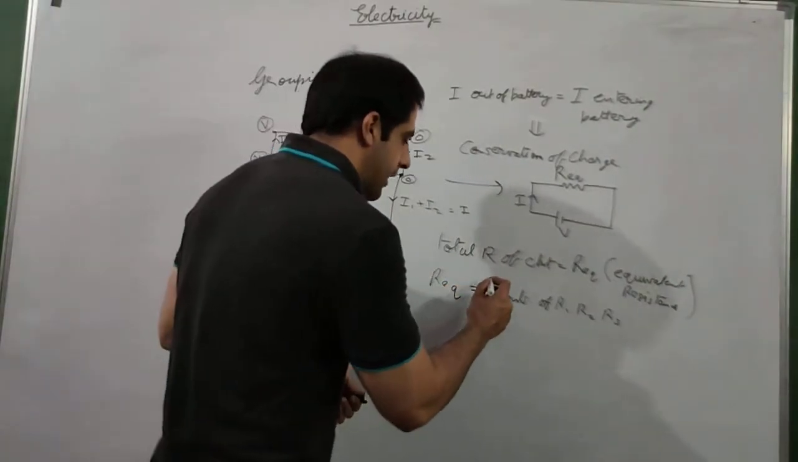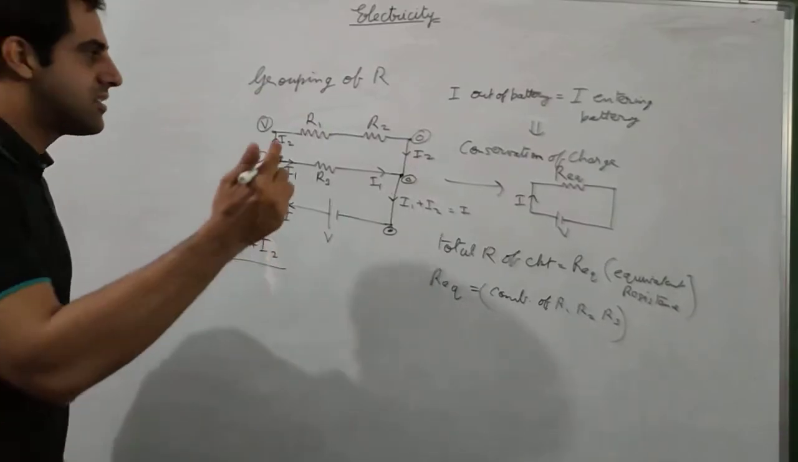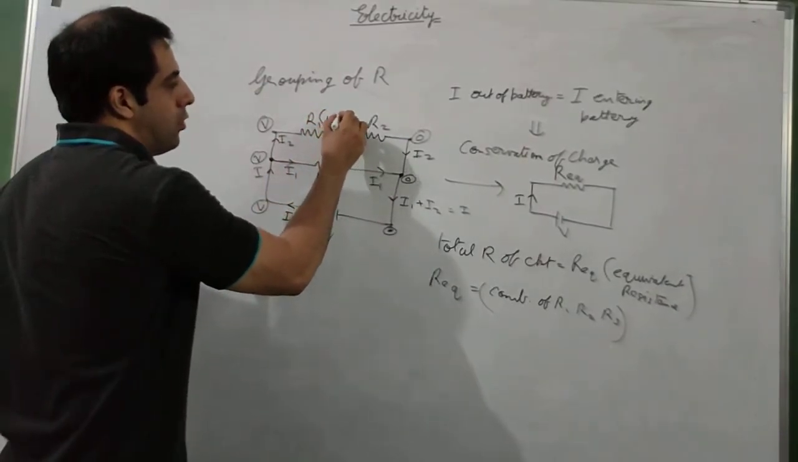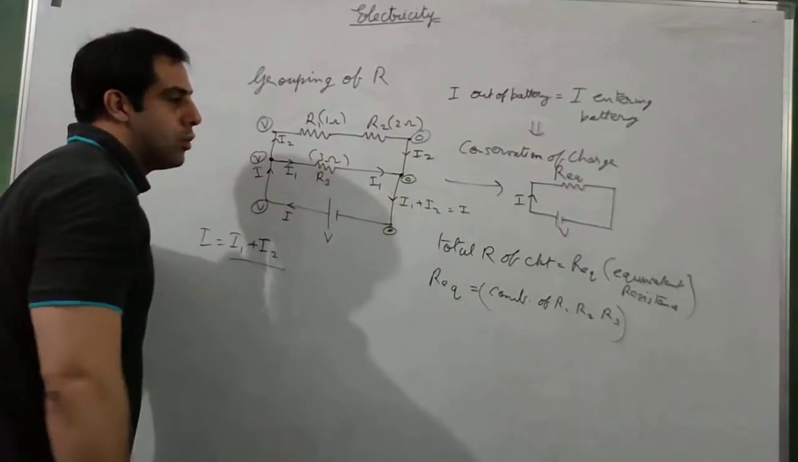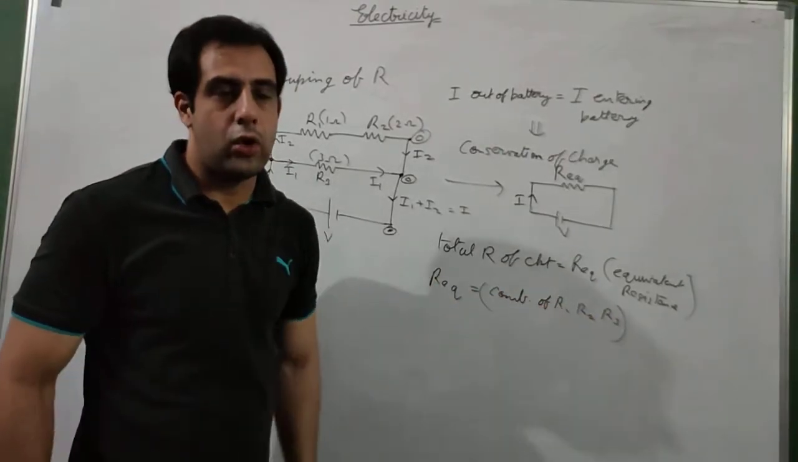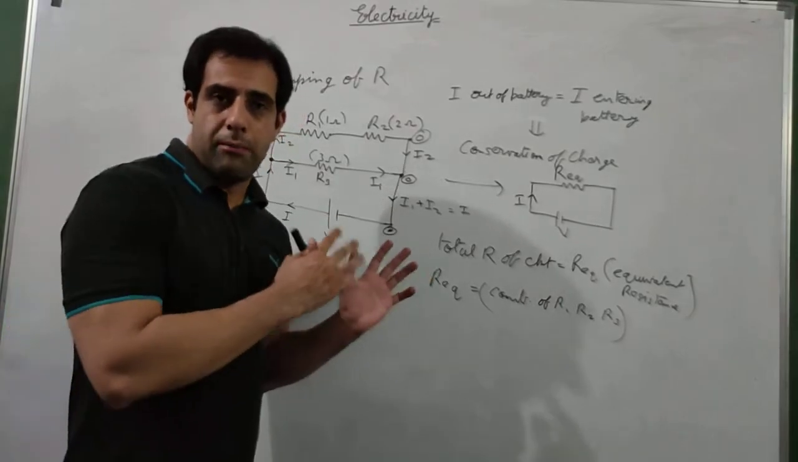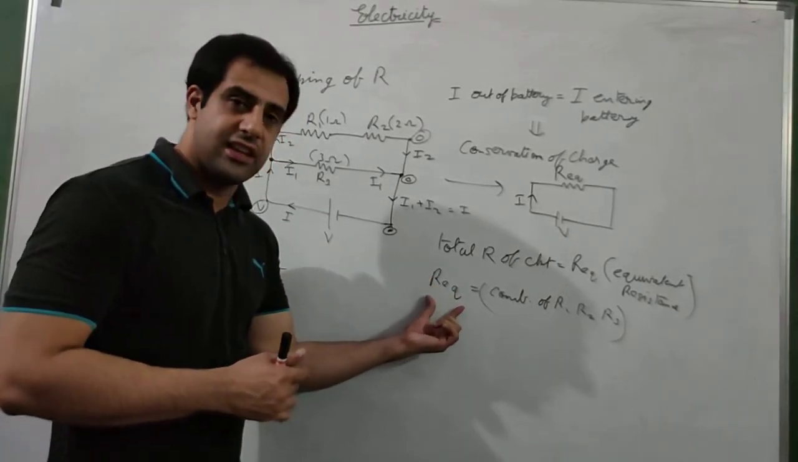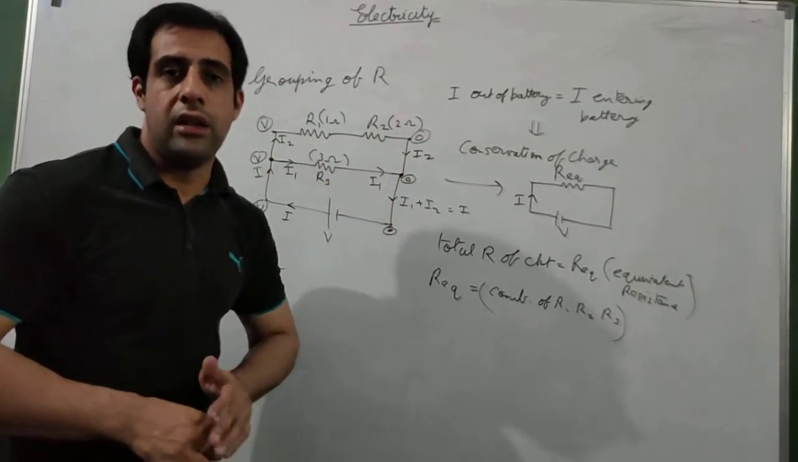Now how to find this value? Here I took R1, R2 and R3. Suppose R1 is 1 ohm, R2 is 2 ohms and R3 is suppose 3 ohms. Then R equivalent will be the combination of 1 ohm, 2 ohm and 3 ohm. But how will we combine? Is there any formula or is there any method to combine these resistances to find out this one single resistance which is equal to this combination? This we are going to study in the next video.